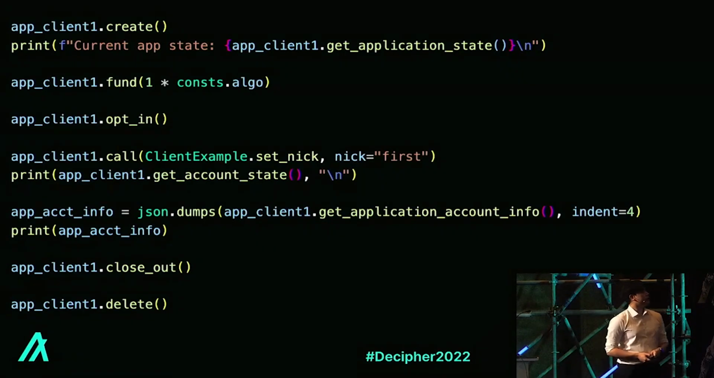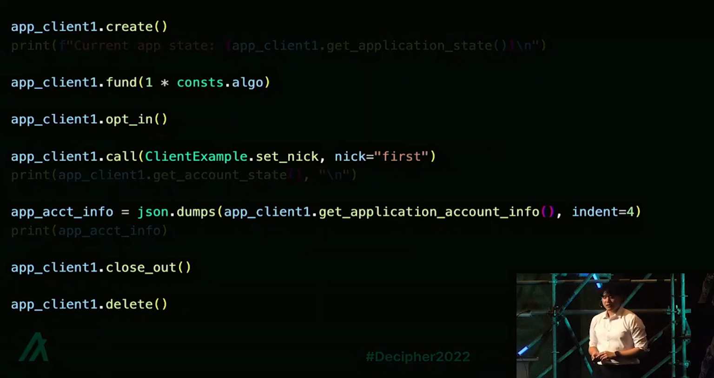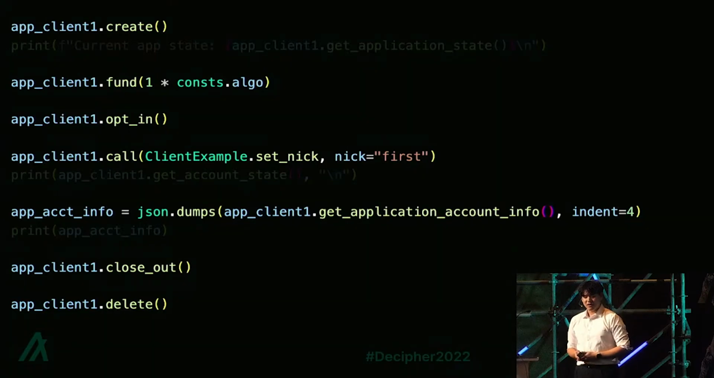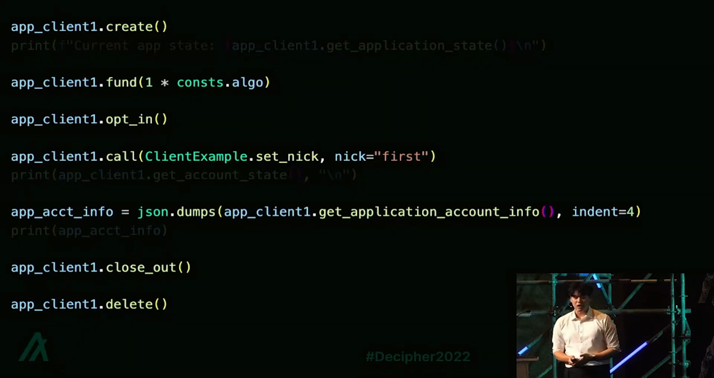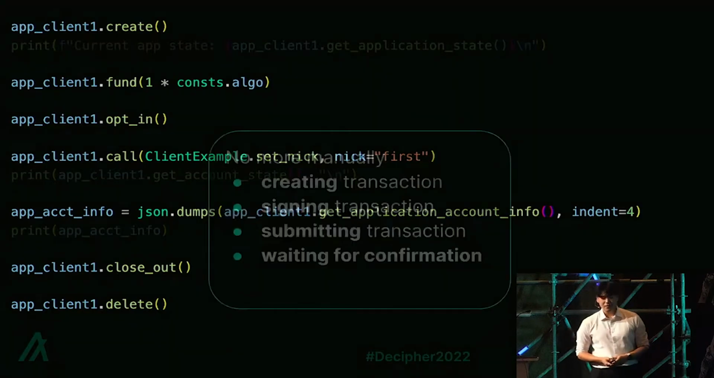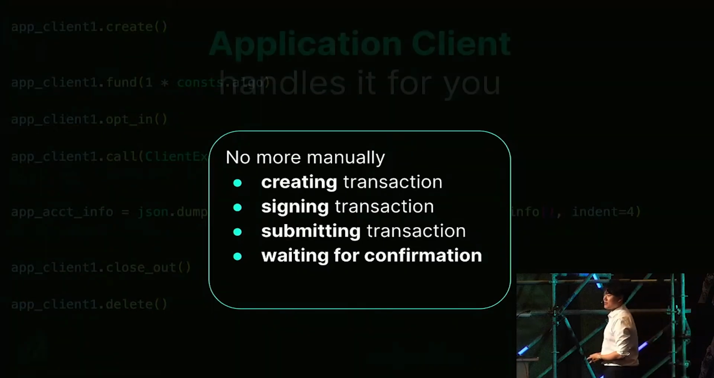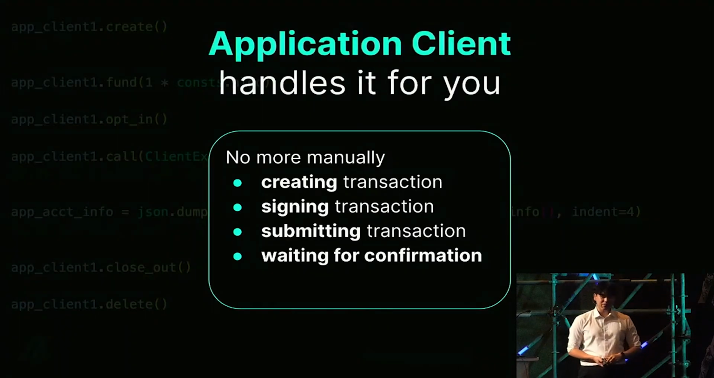The code right here is a demo code of using the application client that we just created. So I'm just going to highlight the part of the code that is actually using the app client. Starting from the top, we see that we're using the app client to create the application, to fund it, to opt in, call external methods inside of the smart contract, to get application account info, to close out, and to delete the smart contract. And notice how all of these you can do with one line of code. No more manually creating transactions, signing them, submitting them, and waiting for confirmation. The application client handles it for you.